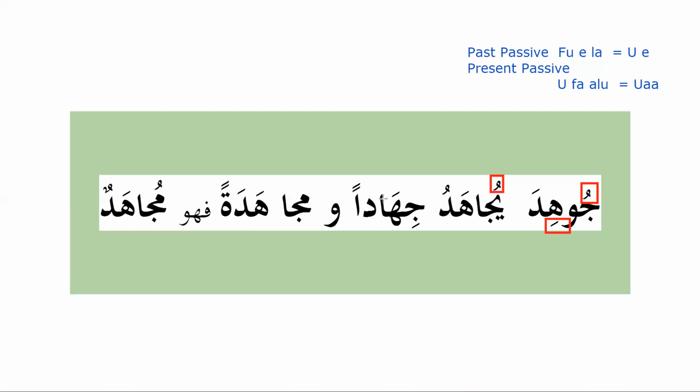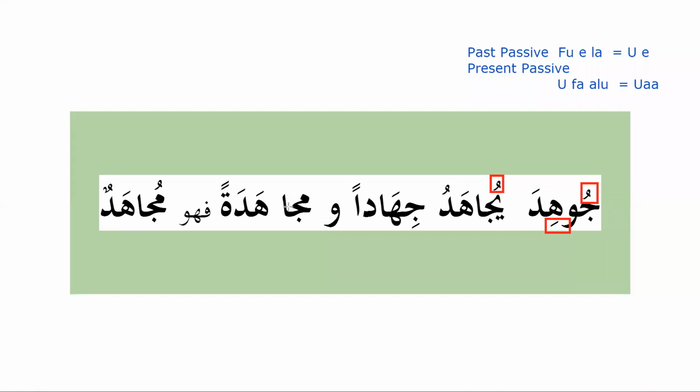These masadars remain the same: jihadan wa mujahadatan, and now ism maf'ul. You take yujahadu, remove u sound and add mu sound. So mujahadun. This is ism maf'ul. Juhida yujahadu jihadan wa mujahadatan fahuwa mujahadun.